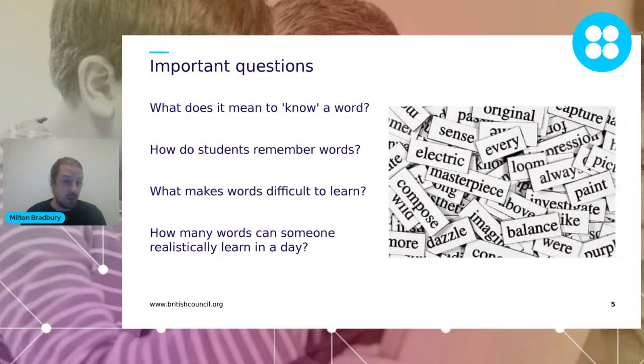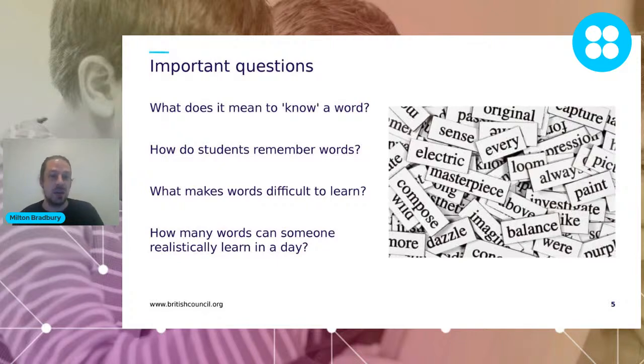How do students remember words? Well, there are some very concrete ways we can train students to remember words. And we can also take into consideration the way students feel that they learn new words. Okay. What makes words difficult to learn? Well, this is quite closely linked to the first question. There are many different things that we need to know to be able to use a word, and which one of those are most difficult to learn?